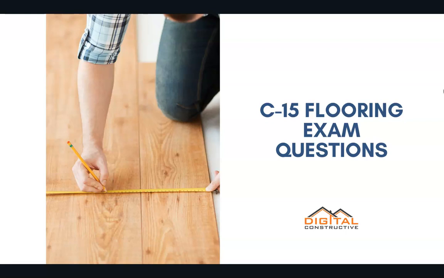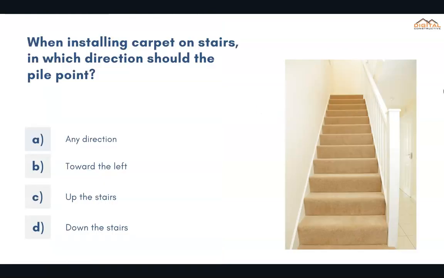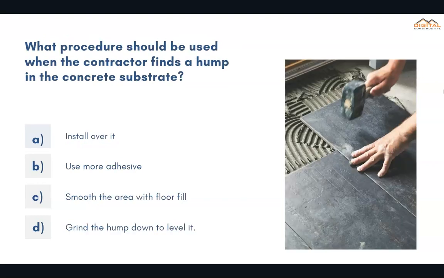contractor license exam questions. When installing carpet on stairs, in which direction should the pile point? The correct answer is D, down the stairs. What procedure should be used when the contractor finds a hump in the concrete substrate? The correct answer is D, grind the hump down to level it.